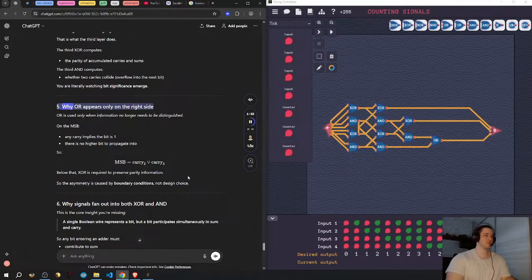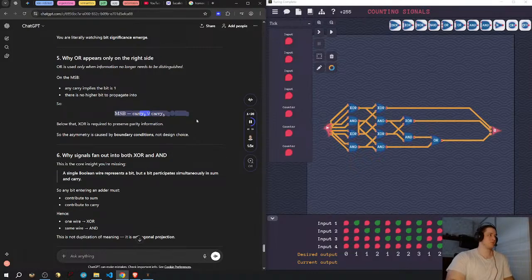5. Why OR appears only on the right side. OR is used only when information no longer needs to be distinguished. On the MSB, any carry implies the bit is 1. There is no higher bit to propagate into. So MSB equals carry 2 OR carry 3, and below that, XOR is required to preserve parity information. So the asymmetry is caused by boundary conditions, not design choice.